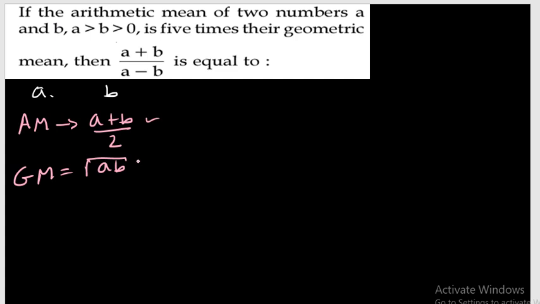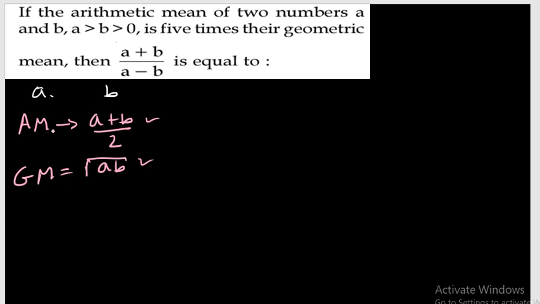So what is arithmetic mean between two numbers A and B? Obviously it is the sum of the numbers divided by 2. We know this. What about geometric mean? The geometric mean is the square root of the product. These are the two. But what does he say now? Let us try to interpret. We know arithmetic mean, we know geometric mean for two numbers A and B.